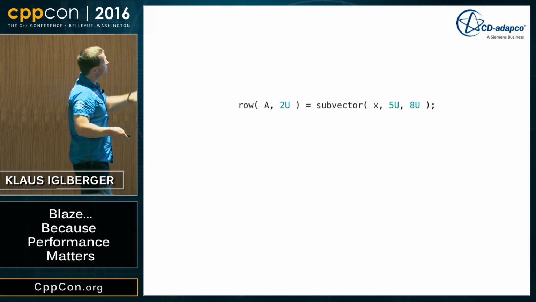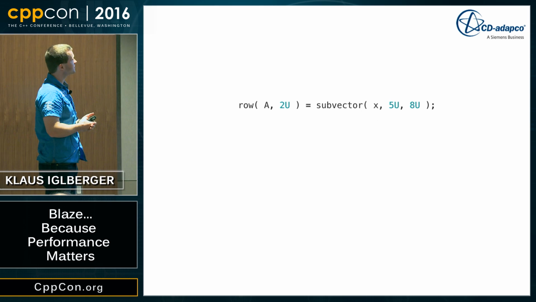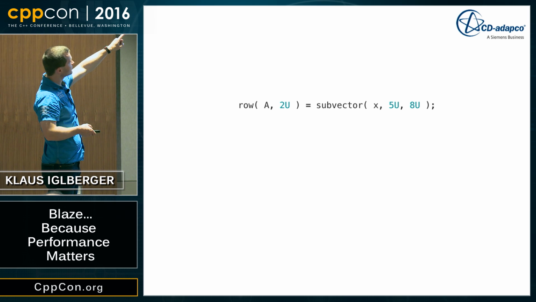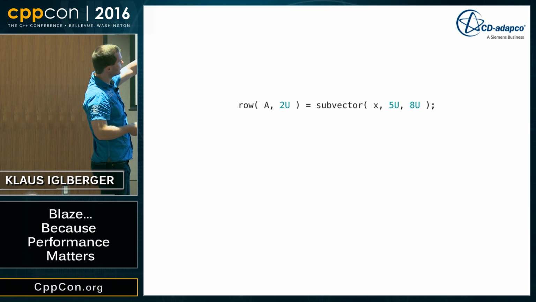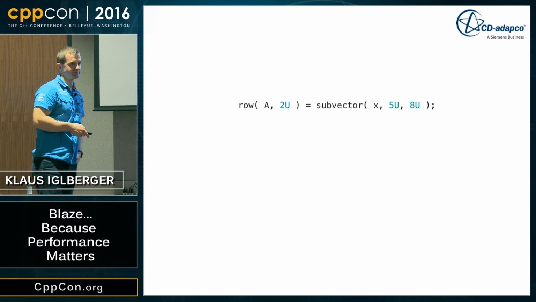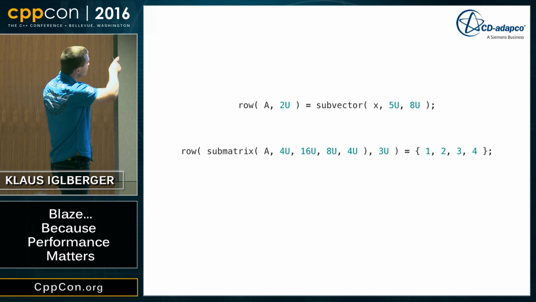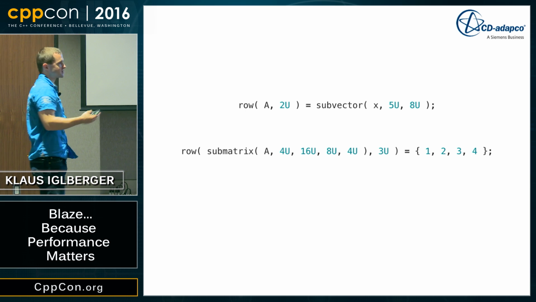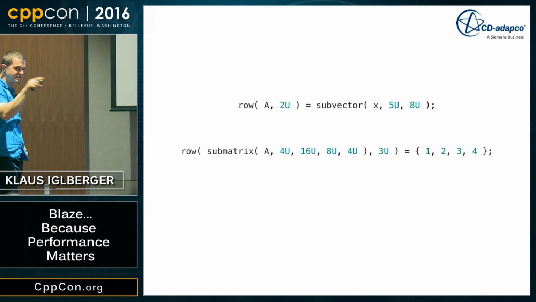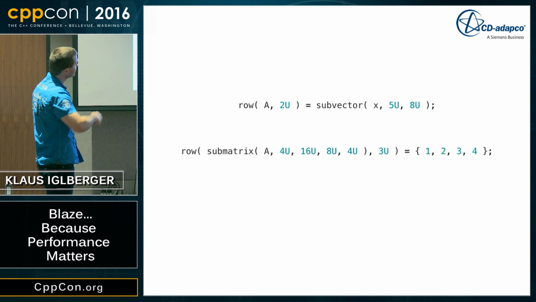So, for instance, what you can do is assign a subvector of some vector, dense or sparse, to a row of matrix A. So assign to the second row of A a subvector of X, starting at index 5 with a length of 8. Pretty convenient. You can also assign, for instance, to the row of a submatrix certain elements. So you can be pretty specific: please assign to these elements these values.